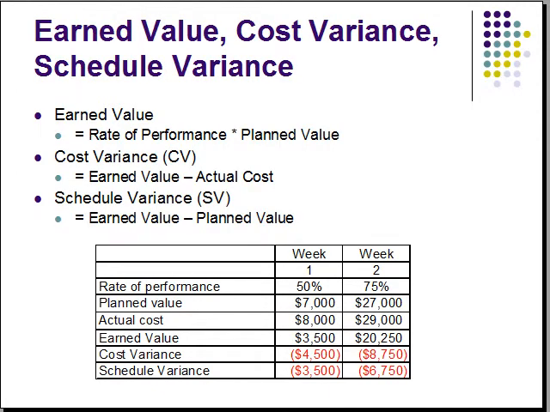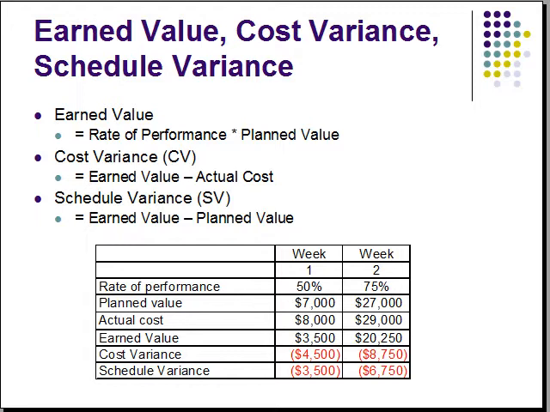The earned value is the value of work completed to date. It is calculated by taking the rate of performance times the planned value of work at that time. For example, for week 1, earned value is equal to $3,500. This was calculated by taking the rate of performance, which was 50%, times the planned value, which was $7,000.